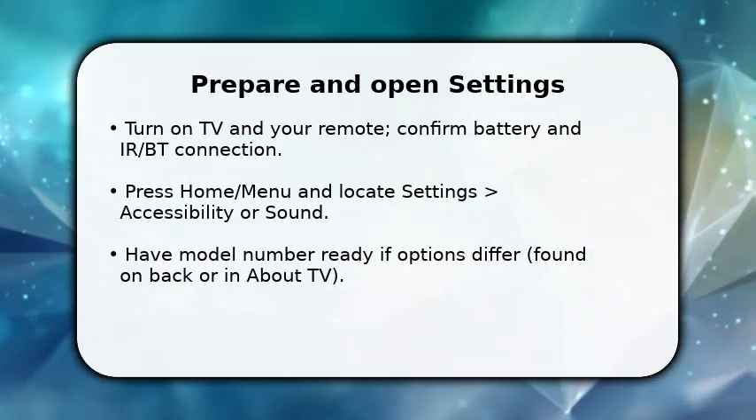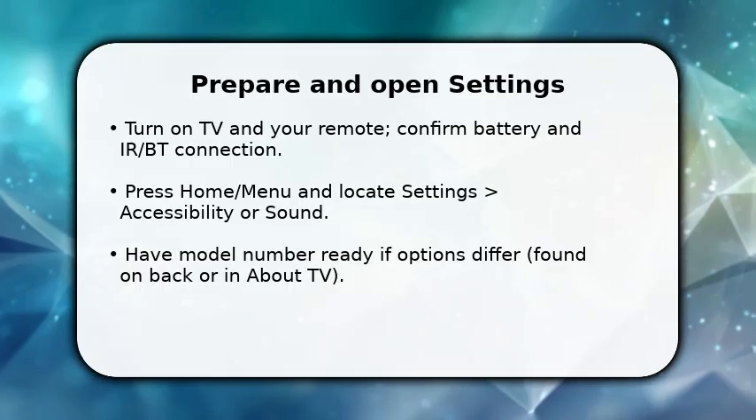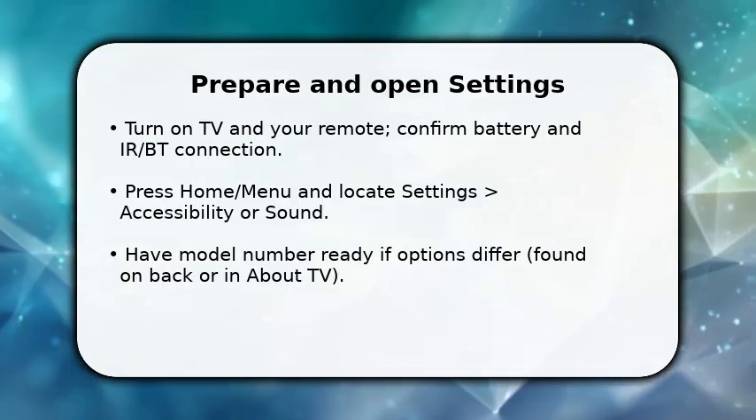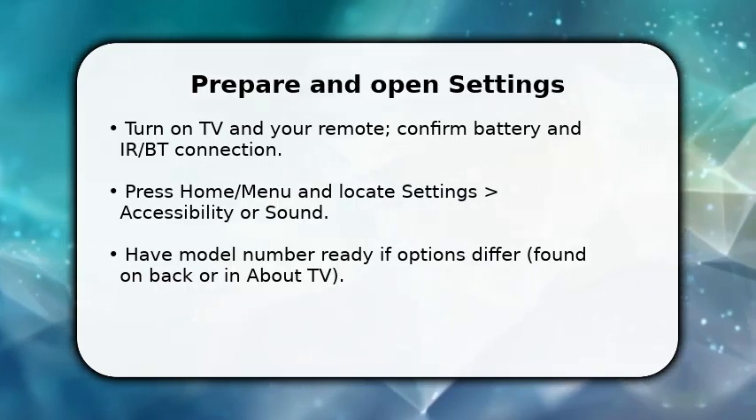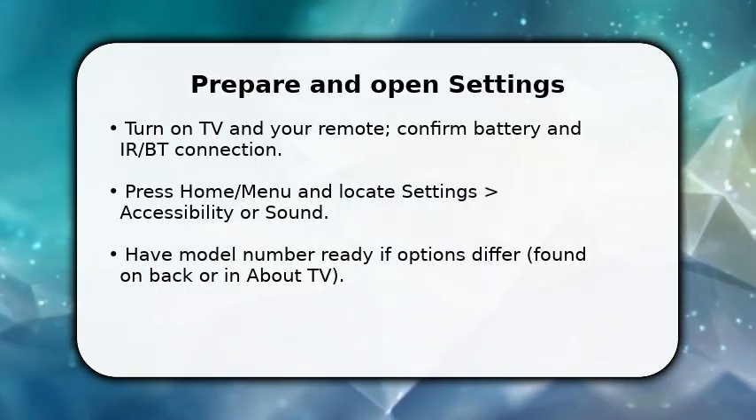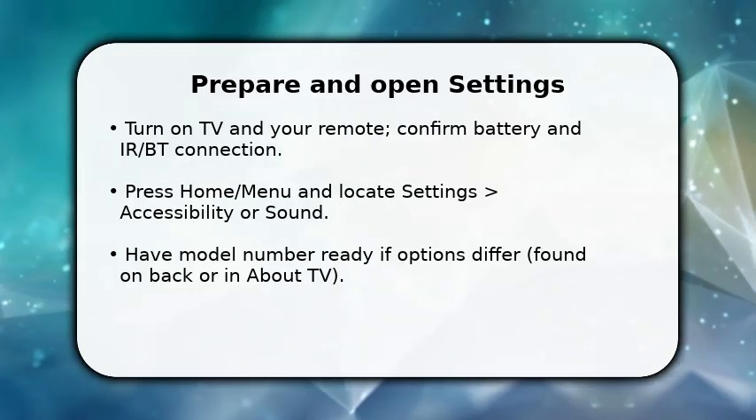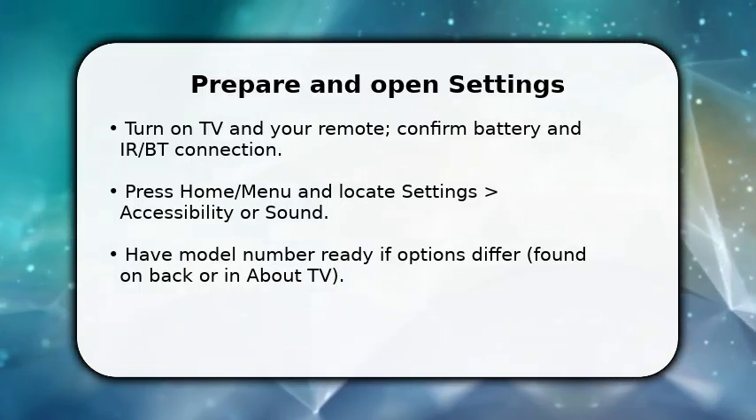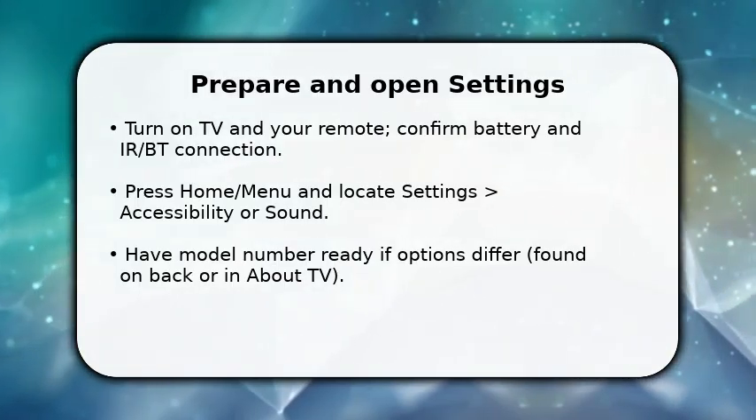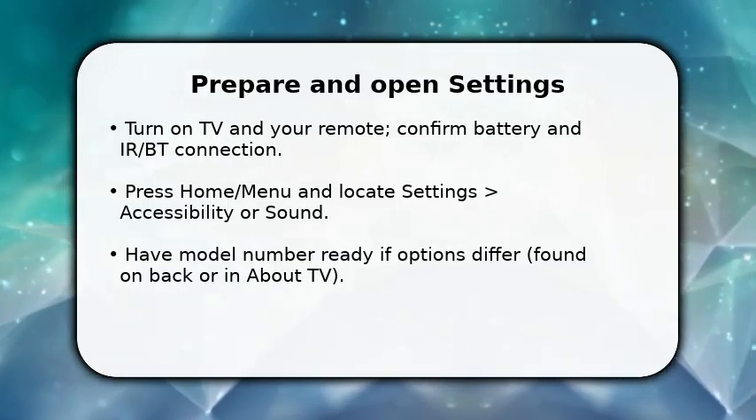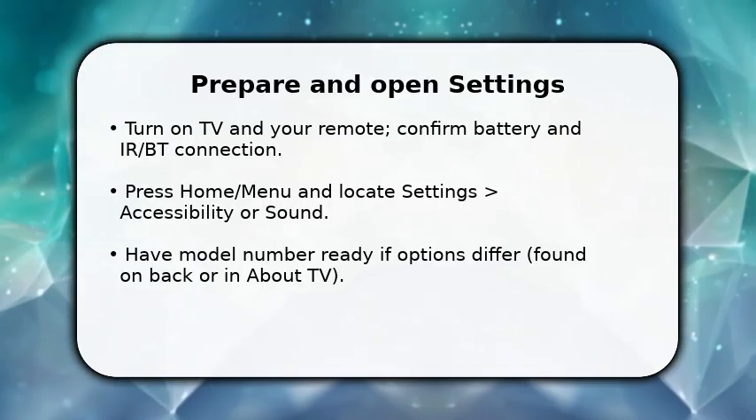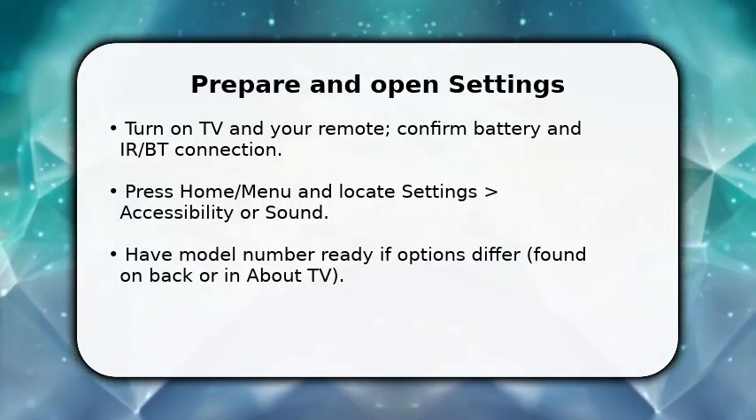You start now by powering the TV and grabbing the remote. That saves time if a restart is needed. Once done, press Home or Menu and navigate directly to Settings. Look for Accessibility first or Sound when accessibility is absent. Make sure you note the model number in About TV if menu labels differ, because Samsung updates rename features. This step gets you into the right menu quickly so you can change the auto voice behavior without guessing around.